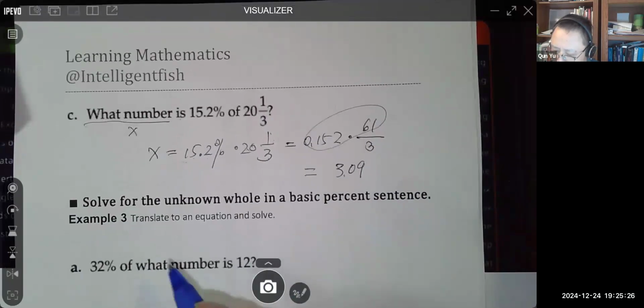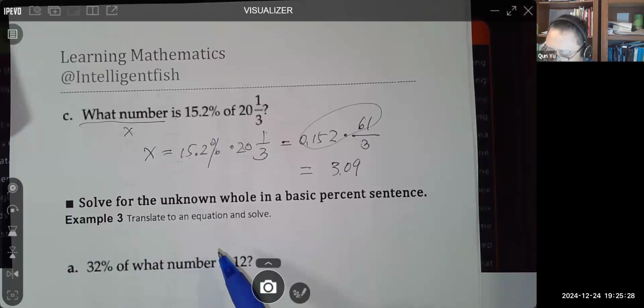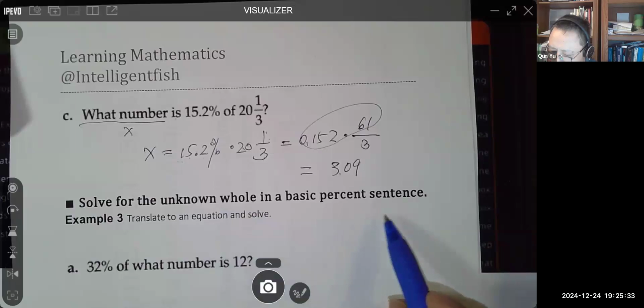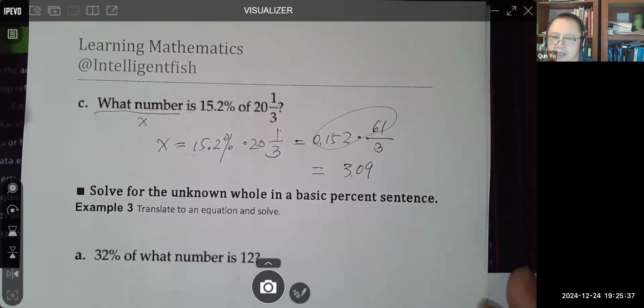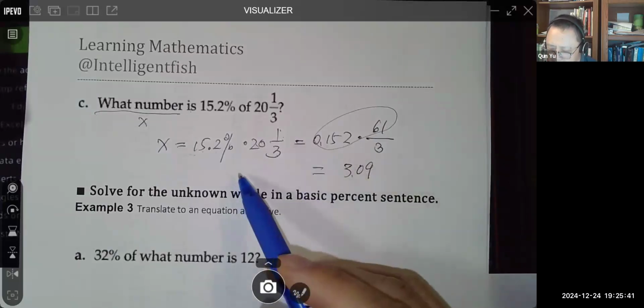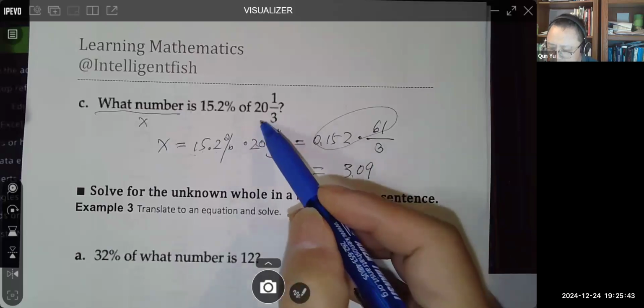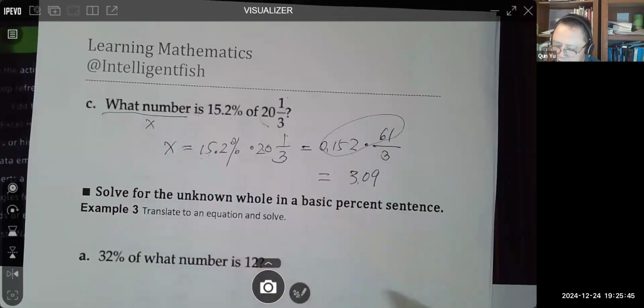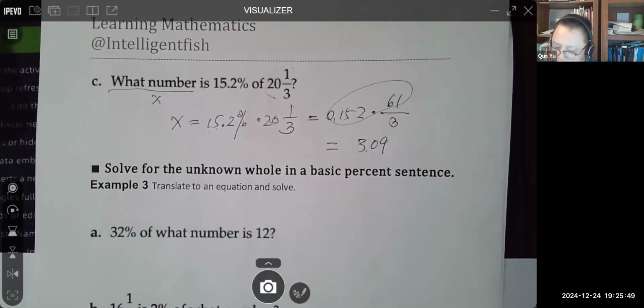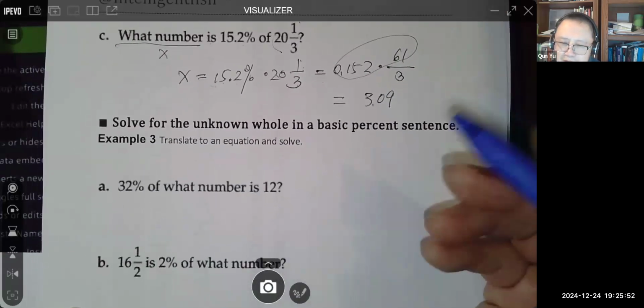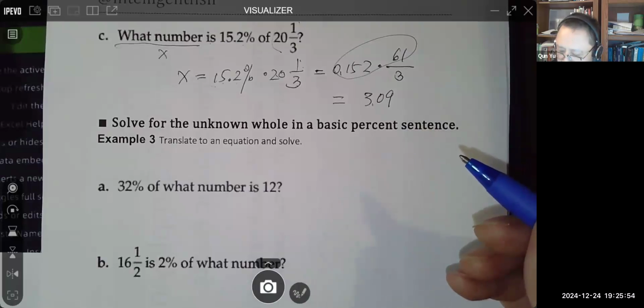Now another objective: solve for the unknown whole in the basic percent sentence. Remember there are 3 components in the percent sentence: the percent, the part, and the whole. The previous examples are solving for the part. You see, this is the whole, this is the percent, this is the part. Now we are solving for the whole. And guess what? The way we do it is 100% the same.